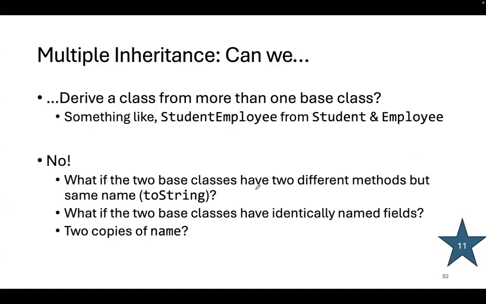So let's say we're back in our student employee hierarchy. We've got a student and we've got an employee, and both of these are persons. And so let's say you get a work study job grading for the math department. Then you could theoretically be a student employee where you have an hourly wage and you also have a GPA because you're still a student.